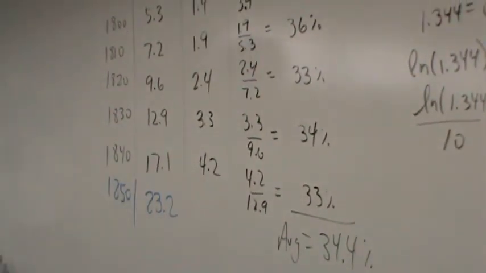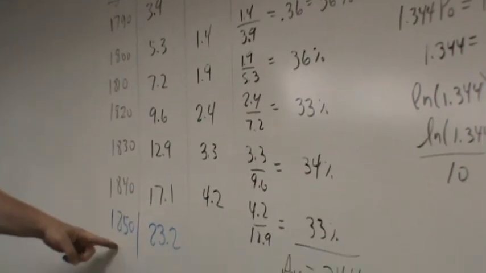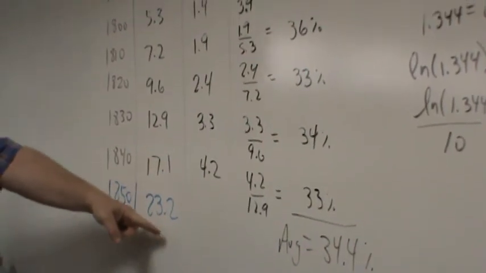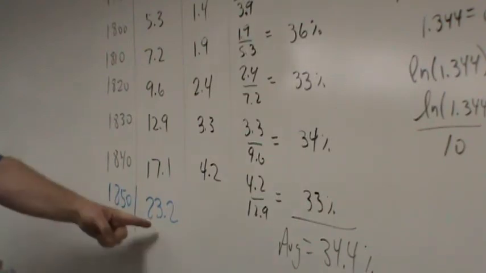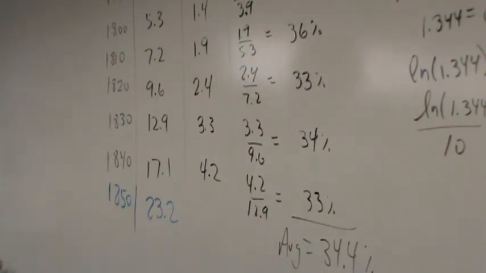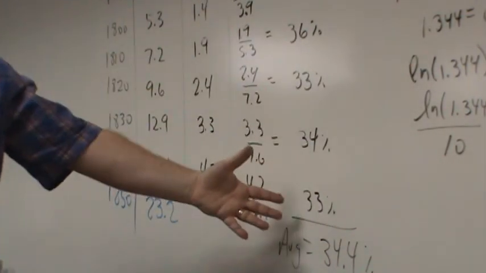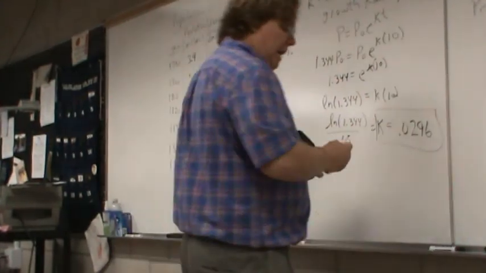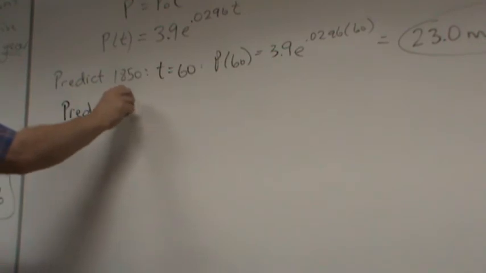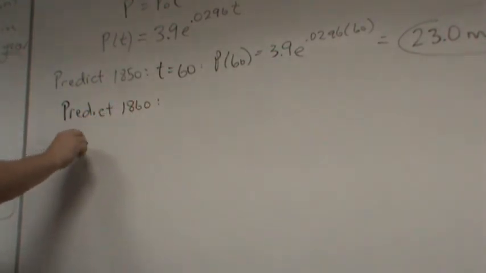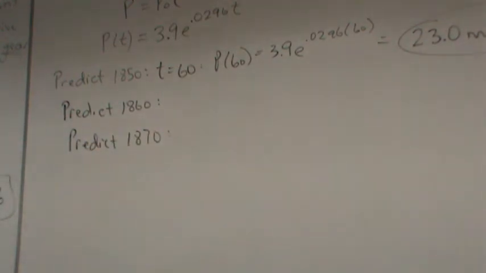So somebody in the year 1800 could have accurately predicted the population 50 years in the future to within less than 1%. That's an incredibly accurate ability to predict, as long as our annual relative growth rate remains constant. In fact, I'd like everyone right now to please go ahead and predict 1860, and go ahead and predict 1870, and see what you get.